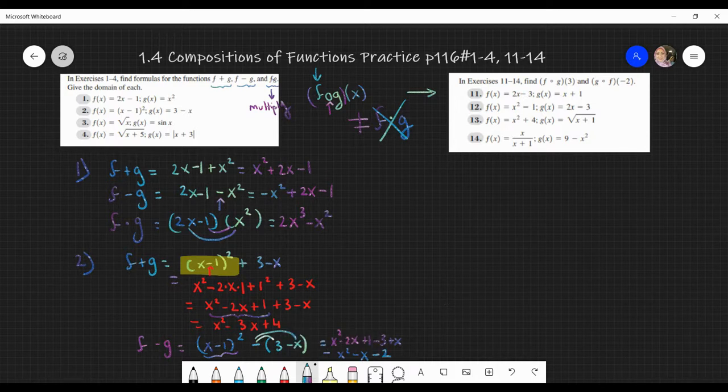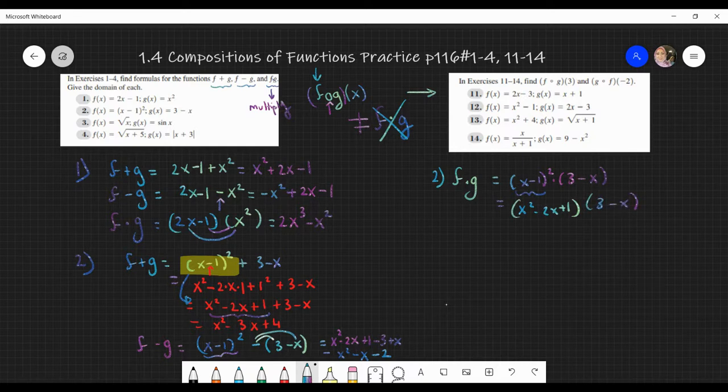Okay. So this was for adding, subtracting. Now, if I want to multiply them, so I'm still on number 2, and I am multiplying those functions. So I'm multiplying x minus 1 squared, and I'm multiplying 3 minus x. And again, I'm not going to redo this because I already did it here. I expanded it. I distributed it. So I'll take the end result and I'm going to multiply it.